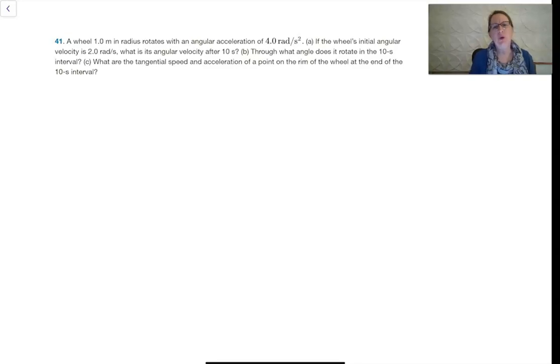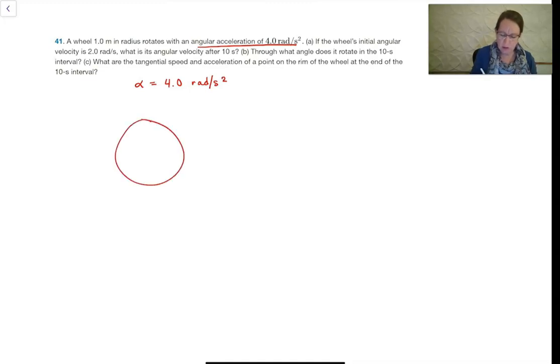This problem is working with rotational kinematics, so it should feel fairly familiar to you in terms of what we've done before, way back at the beginning of the semester with constant acceleration. Because here, notice we have an angular acceleration that's constant, so that's alpha, of 4.0 radians per second squared. And so we have a wheel that has a diameter of 1 meter.